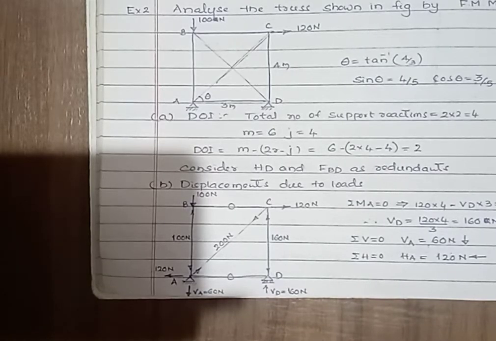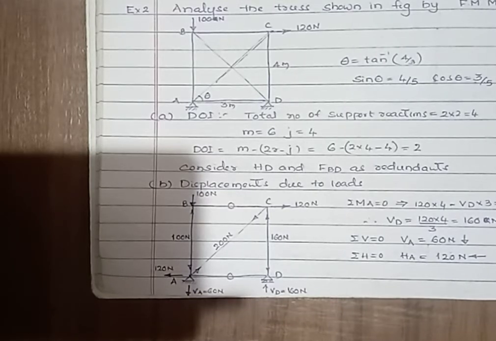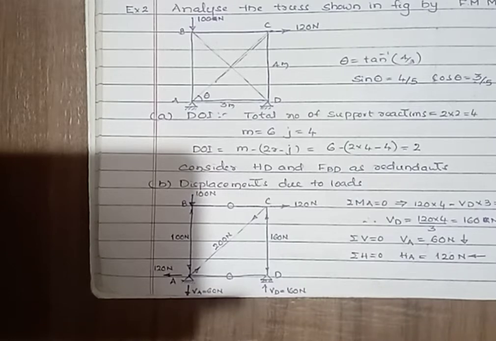A to D is 3 meter, A to B 4 meter. At B it is subjected to 100 Newton force. B to C is another member. At joint C, it is subjected to 120 Newton force towards the right side. C to D is 4 meter. B to D is connected diagonally and A to C is connected diagonally by two members.